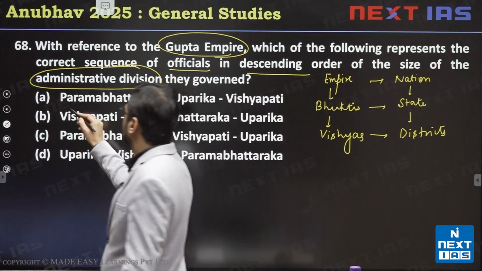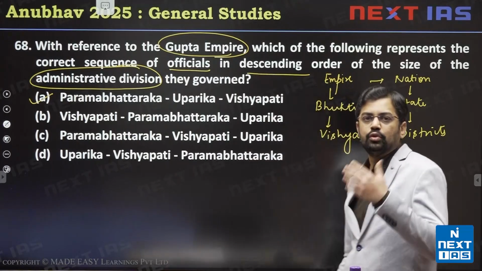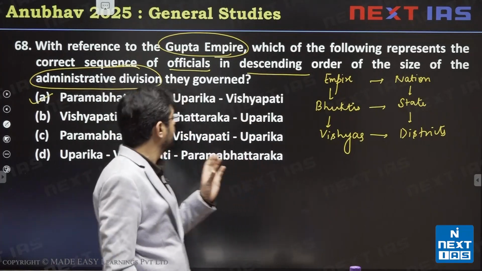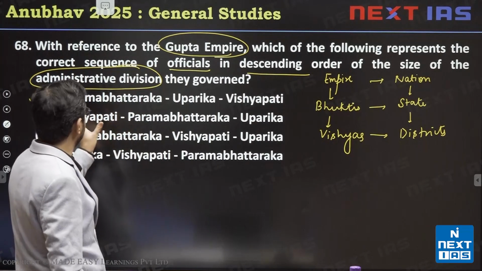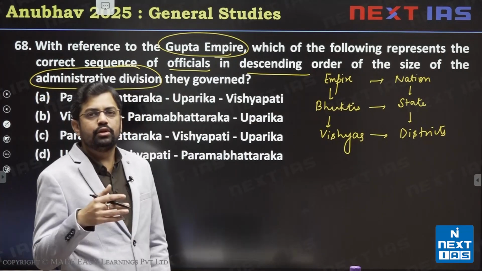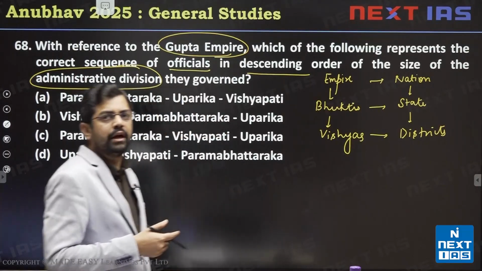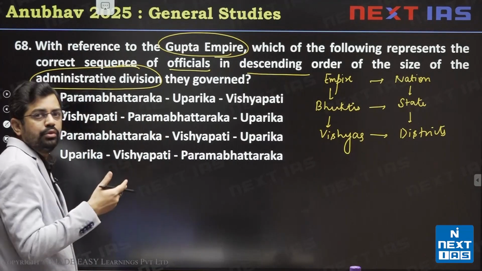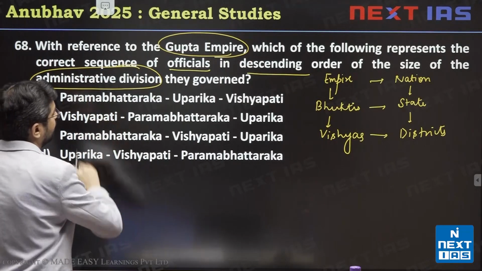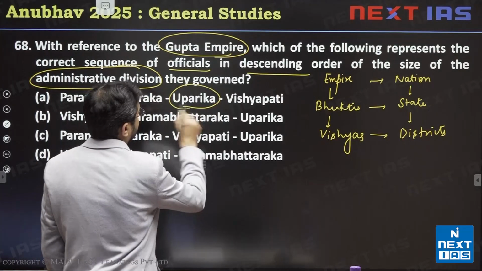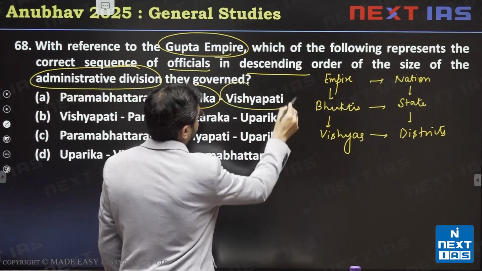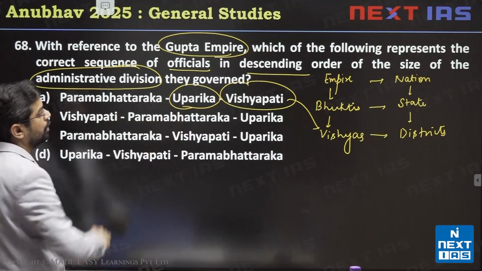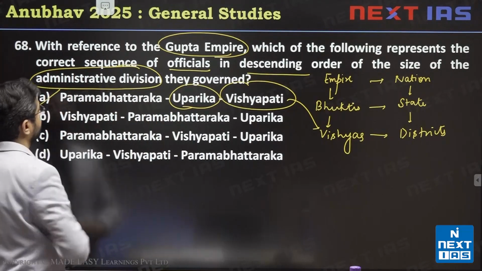The empire was ruled by the king, and the Gupta kings used to take titles like Maharajadhiraja. Similarly, the administrative title was Parama Bhattaraka. So the administrative unit of the highest order is the empire, and its official is the king, also known as Parama Bhattaraka. Bhuktis were controlled by the Uparika, and Vishyas, as you know, were controlled by the Vishayapati. So this is the order of officials, and the option is A.